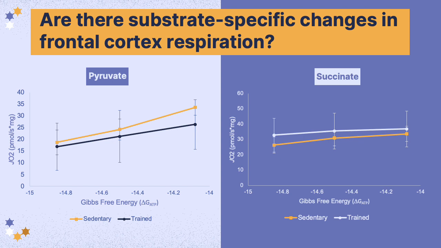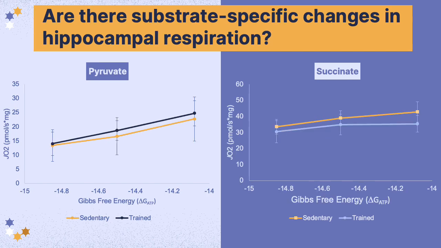Moving on, I next looked at the frontal cortex to see if there are any substrate-specific changes in respiration. And just as we saw in the hypothalamus, there seems to be a little bit of separation, but not statistically significant yet with pyruvate. And similarly, there wasn't a statistical difference with succinate. Finally, I looked at the hippocampus, and as with the frontal cortex and the hypothalamus, there wasn't a statistically different respiration between my sedentary and trained animals with pyruvate, nor with succinate.